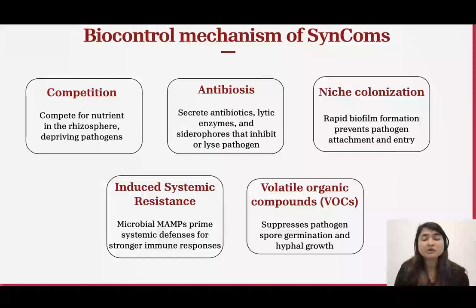Talking about induced systemic resistance, beneficial microbes display some microbe-associated molecular patterns that prime the plant immune system. When a true pathogen arrives, the plant mounts a faster and stronger response, much like a vaccinated immune system. The VOCs, these are gases such as acetone, which diffuse through the soil layers, inhibiting spore germination and hyphal growth of fungal pathogens.